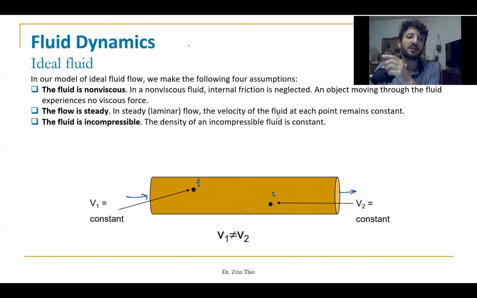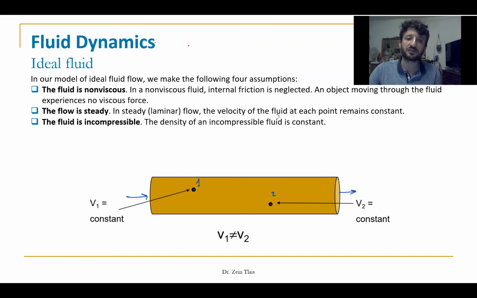The third one, the fluid is incompressible. It means we have the same density at each point inside the medium, where the density at the point 1 is equal to the density at the point 2. Okay, now let me go to the calculation.